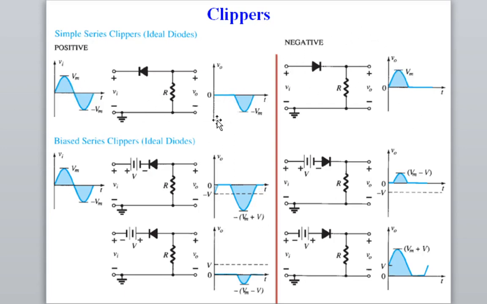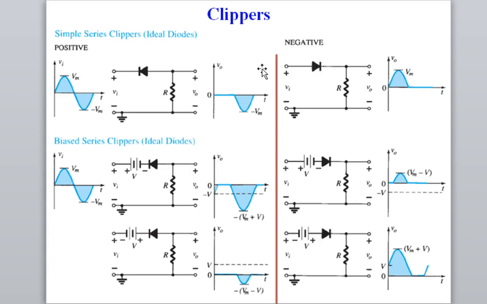Here you are clipping the positive portion, that is why this is known as the positive clipper, and here you are clipping the negative portion, that is why you call it a negative clipper. How has it been done? Just by changing the polarity of the diode. If the diode is in this configuration, it clips the positive portion, this is the positive clipper. Just reverse the polarity, and it will start clipping the negative portion, the negative clipper.